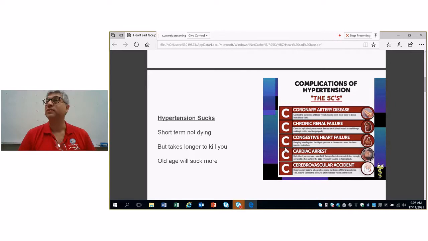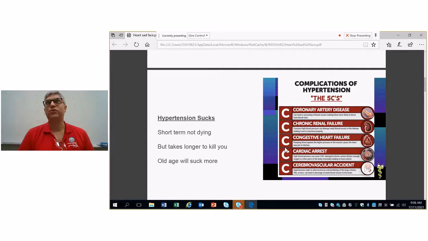This is the problem. There's 1,000 people on the waiting list and maybe 20 people get transplanted. So you're on dialysis for a long time.